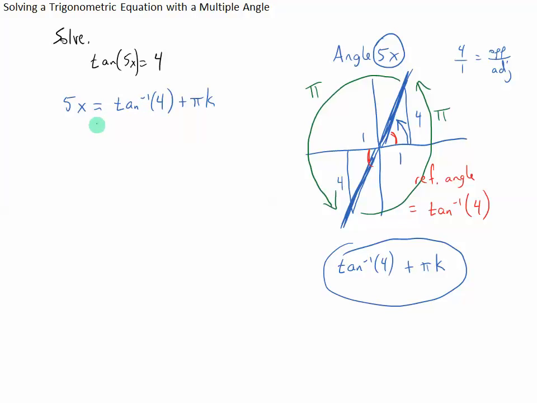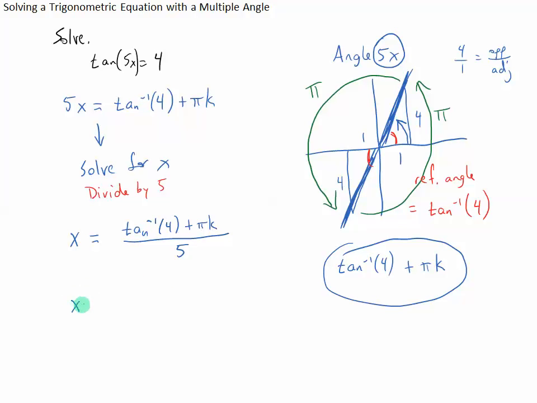Now I need to solve for x. So I learned about my angle first, and now I can easily solve this for x. I divide by 5. So divide both sides by 5, and I get x equals, and we'll write it kind of differently. Let me write it all out: tan inverse of 4 plus pi k, all of that divided by 5.